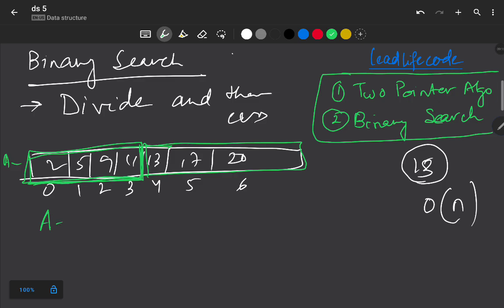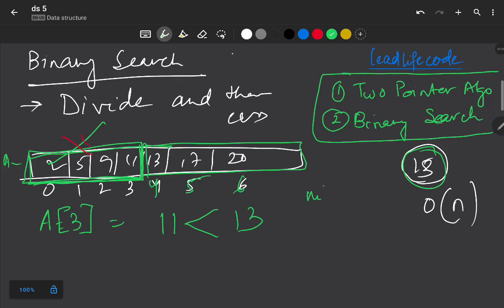Now you will see the highest value, that is A of 3, the mid value. Is it greater than or lesser than your search value? So here it is 11, which is lesser than 13, so you just eradicate this array. This array is no more used. You will only use now this array. Now again you will do the same operation in this array. So here it is 4, 5 and 6.